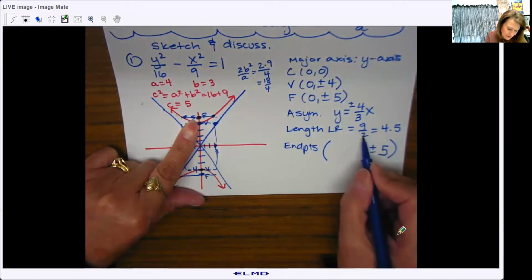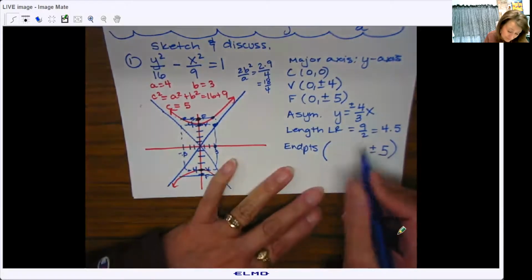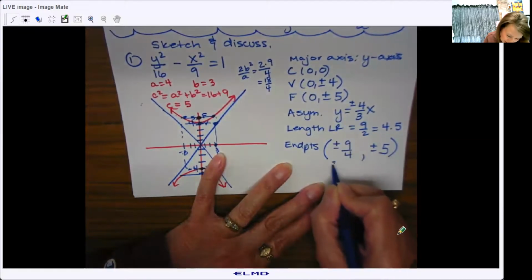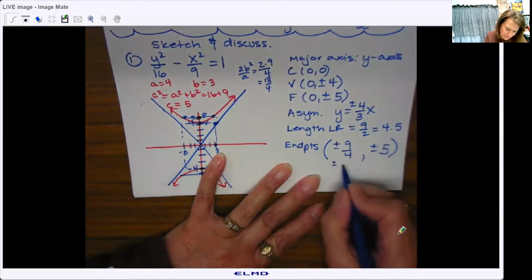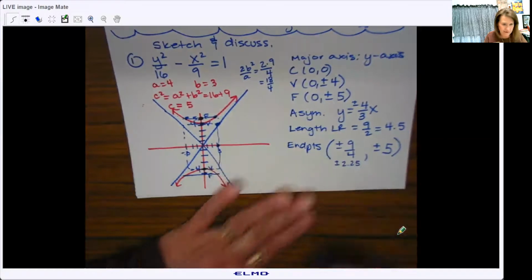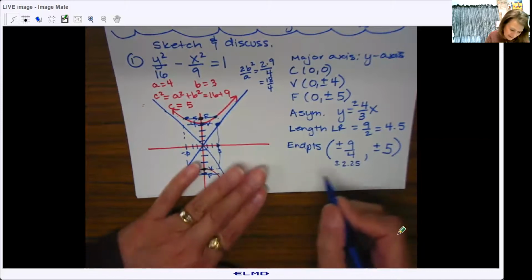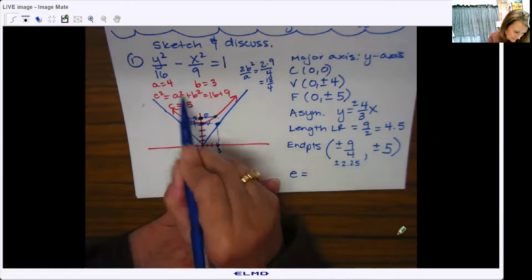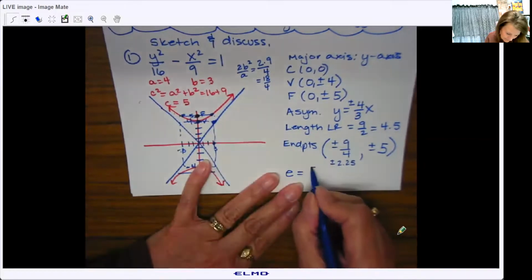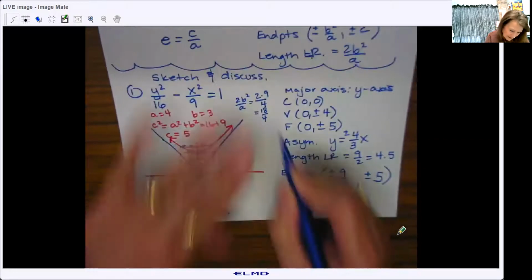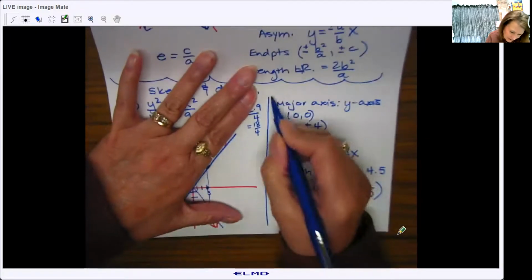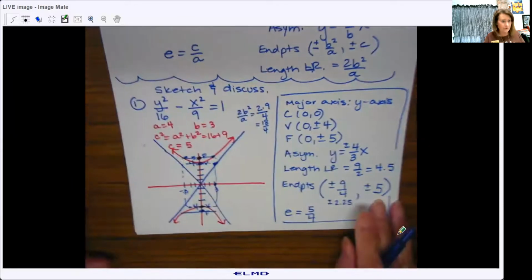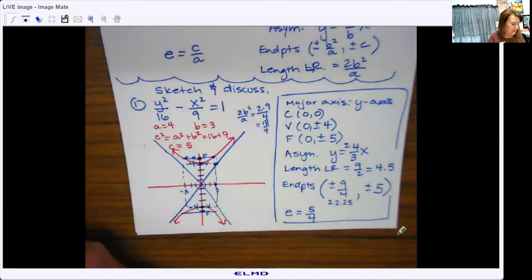Half of 9 over 2 would be 9 over 4. Positive and negative 9 over 4. If you want to put positive and negative half of 4.5, 2.25, you can write it that way. And finally, the eccentricity is C over A. Let's see, 5 over 4, which is bigger than 1. There is all of the information that I expect you to discuss when you graph a hyperbola.